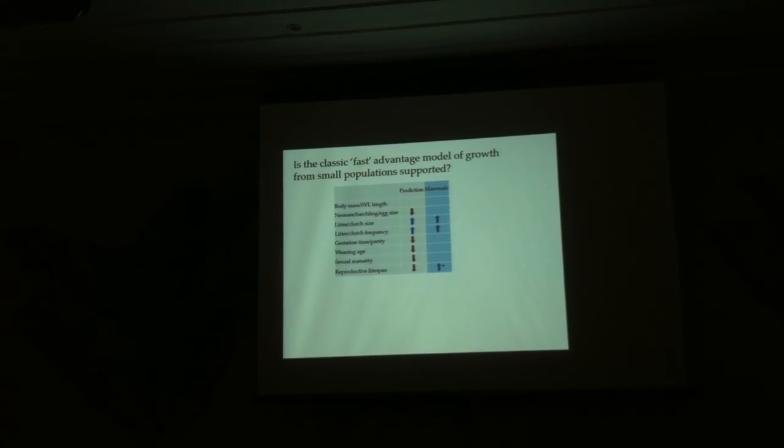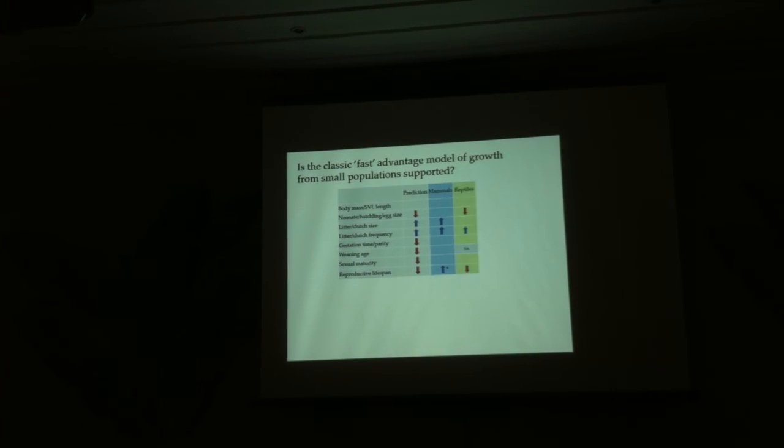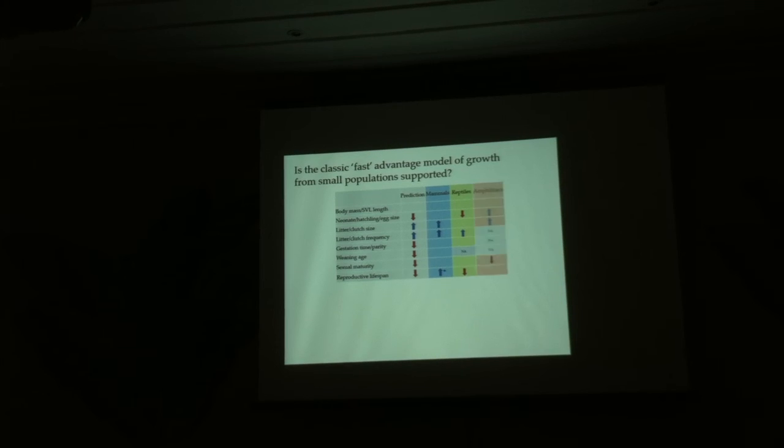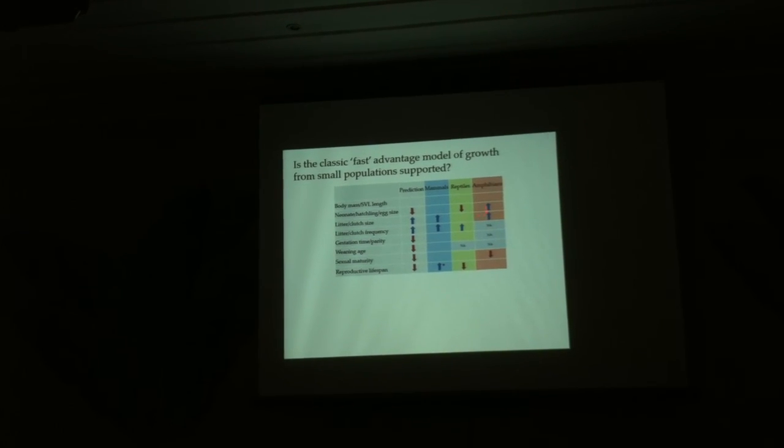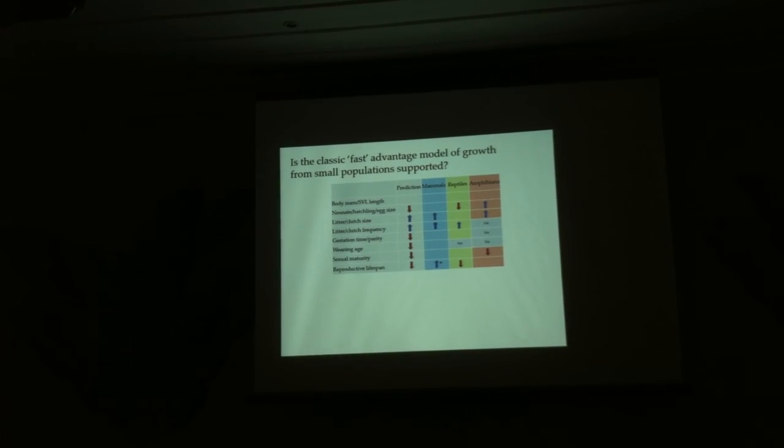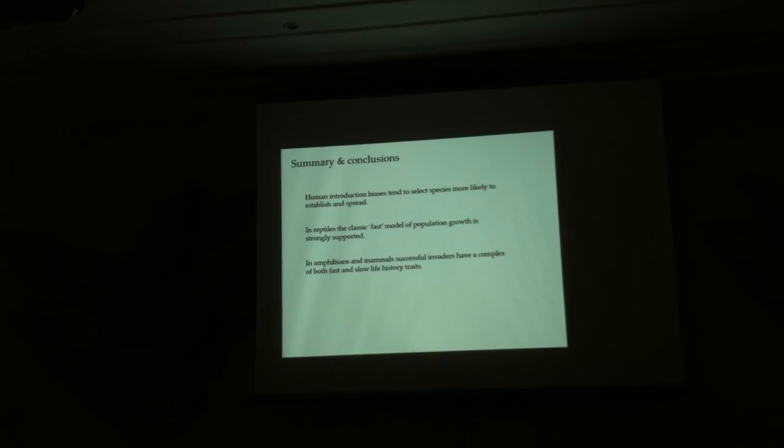So is the fast advantage model supported? In the mammals, there's a complex picture. The two strongest effects are both ones predicted by the fast advantage model, but there's also a weaker effect that's unexpected by this model, of longer reproductive lifespans. In the reptiles, there's a very consistent pattern of results that's consistent with the fast advantage model. But in amphibians, it's a more complex pattern where larger eggs are selected for, not predicted by the fast advantage model, but the other important traits are both ones predicted by the fast advantage model.